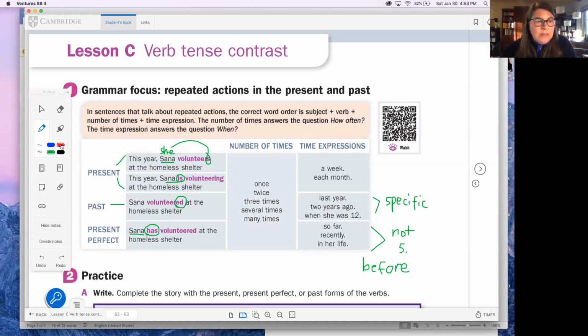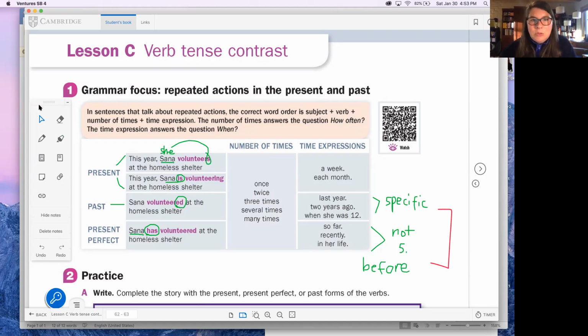So if this part is difficult for you, the difference between this, we really study this in high intermediate. I'm happy to meet with you and explain it. And you can also Google, there are so many good websites. The difference between past and present perfect. Look for those. There's some good websites. Okay, now we're going to practice.